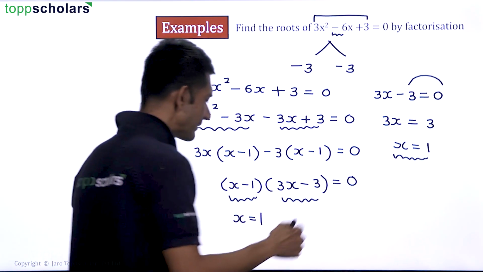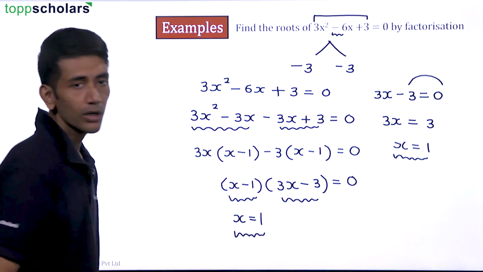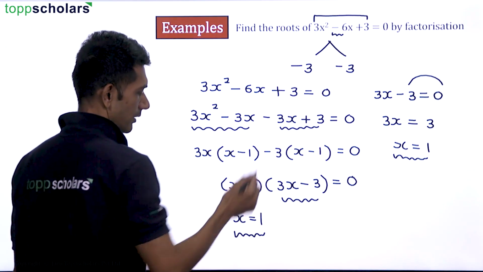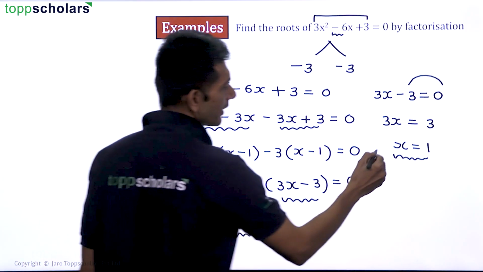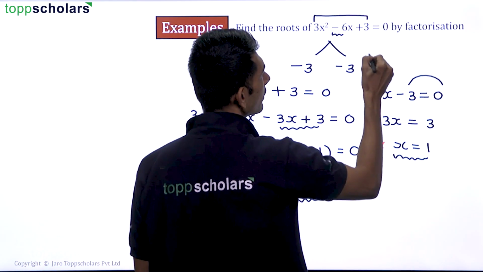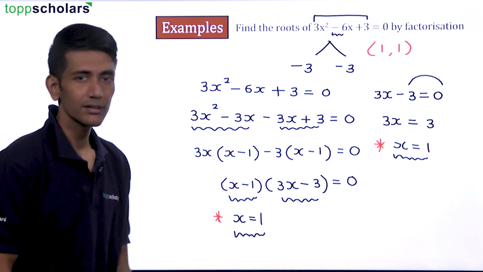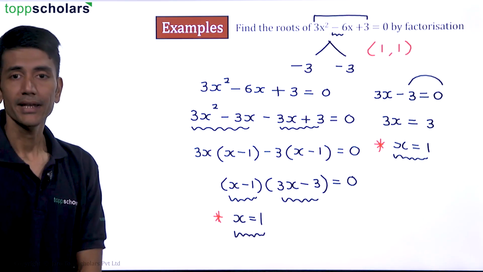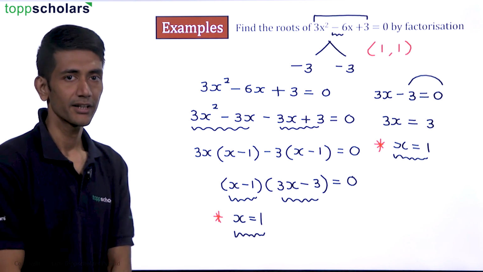So basically this has equal roots. That means I can say that both the roots are same. x is equal to 1 here, x is equal to 1 here. So 1 comma 1 is the solution to this quadratic equation. Clear? I hope you are understanding how to solve problems based on this. Let's continue further.